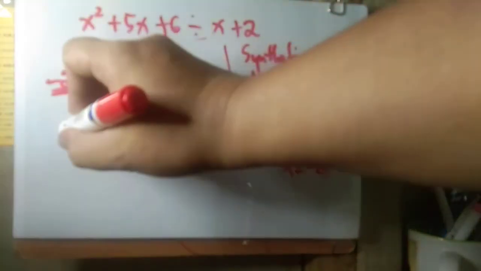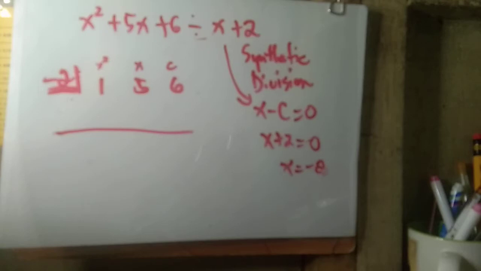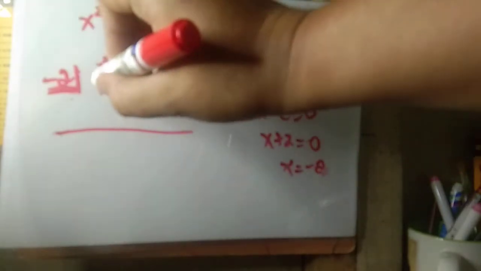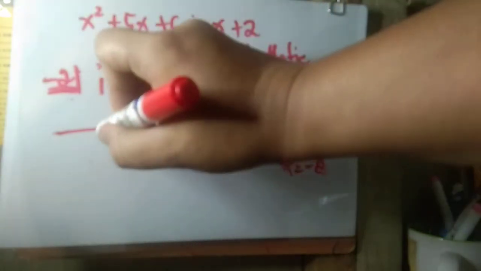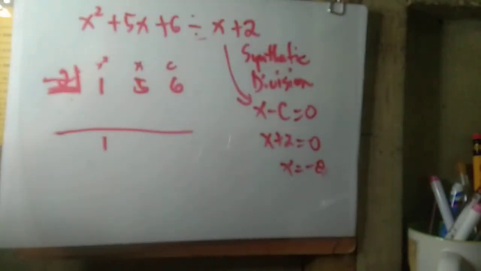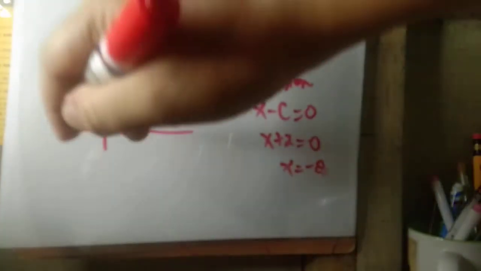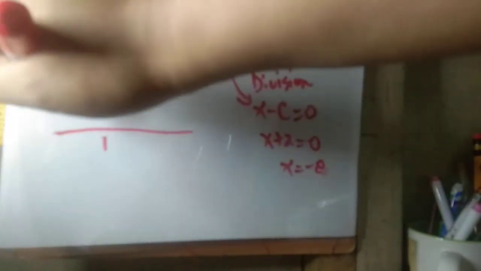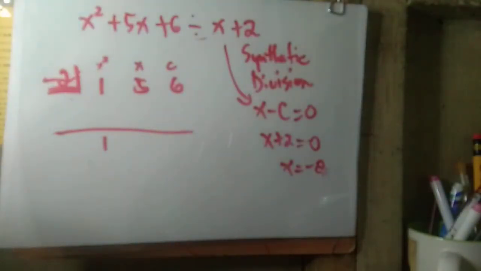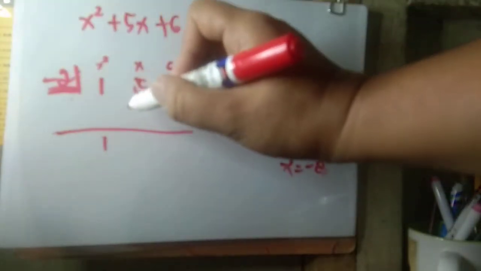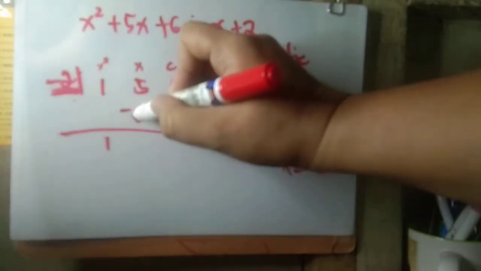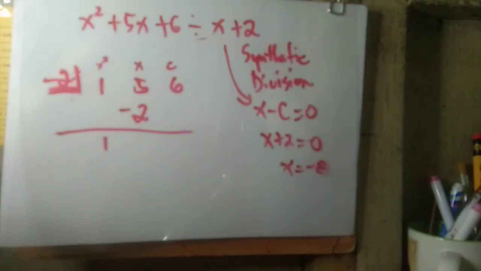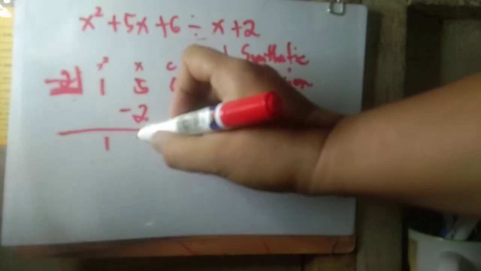Then afterwards, here's the process, so you have to listen very carefully. For the first step, you will simply bring down 1 here. And then afterwards, you multiply 1 by negative 2, which is your divisor. So 1 times negative 2 is negative 2. So you will be writing your answer on the second column. Then afterwards, you will be adding them. So 5 plus negative 2 would be equal to 3.